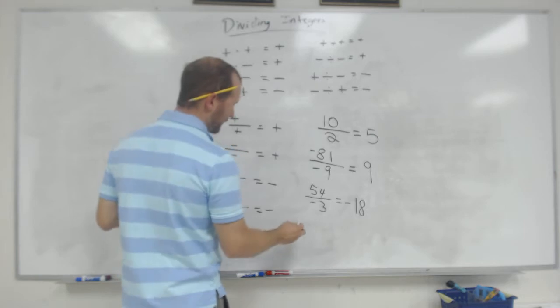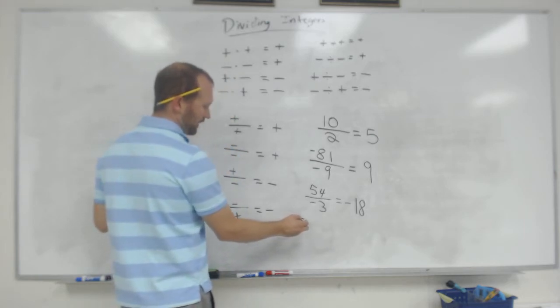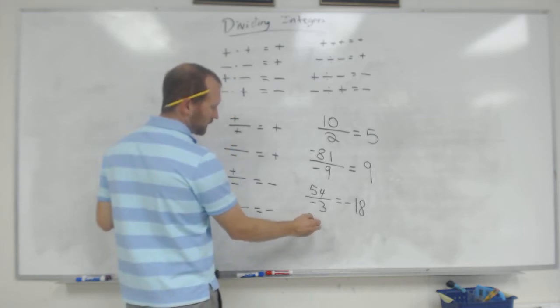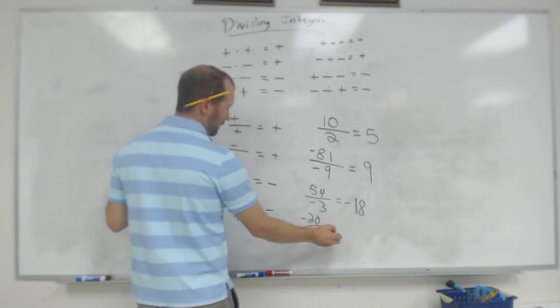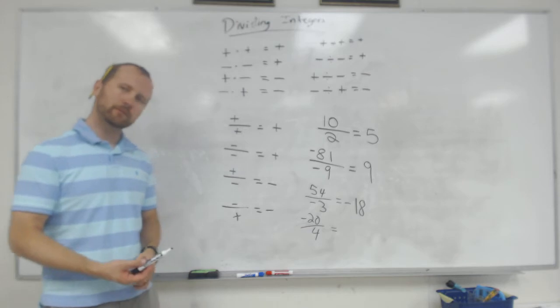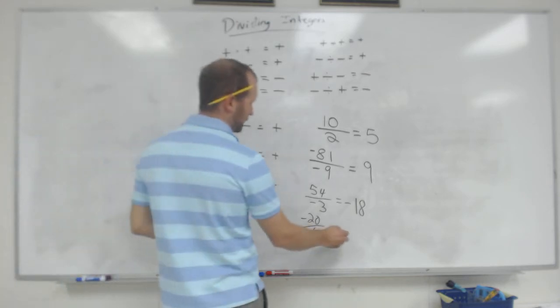Alright, last example. What if I had negative 20 divided by a positive 4? What would our answer be? Negative 5.